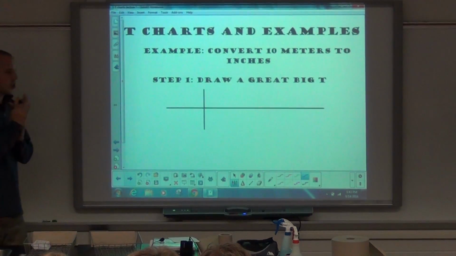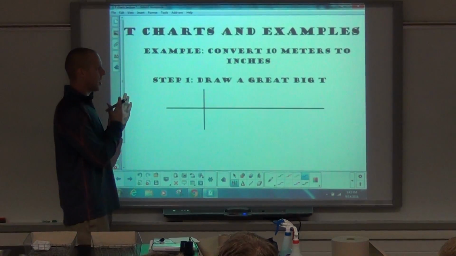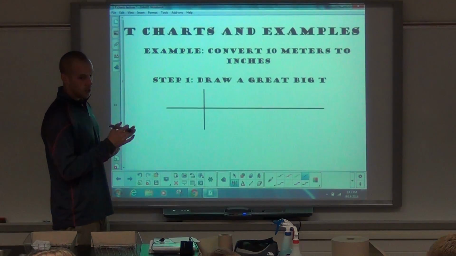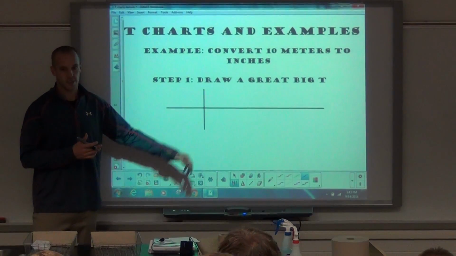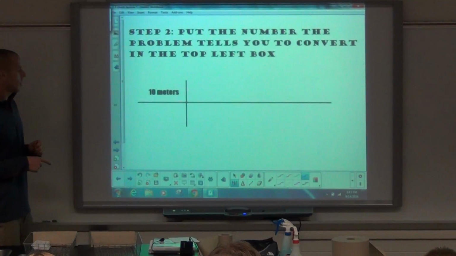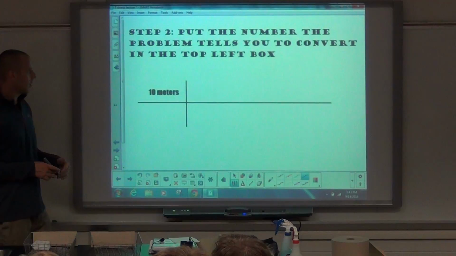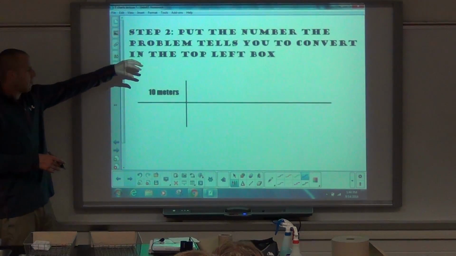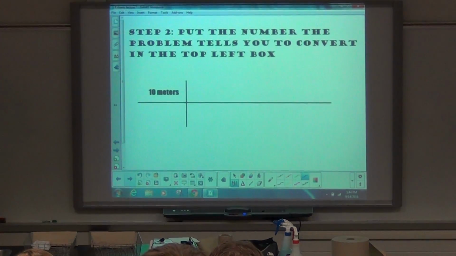So like I said, T-charts are for converting. Our first example is we're going to convert 10 meters into inches. Step 1, and you can do this on the back of your sheet right now, you draw a big T on your sheet, just like this. Step 2, you put the number and the units that the problem is telling you to convert in the top left box. So in the top left box here, I put 10 meters, because that's what it's giving me to start out with.